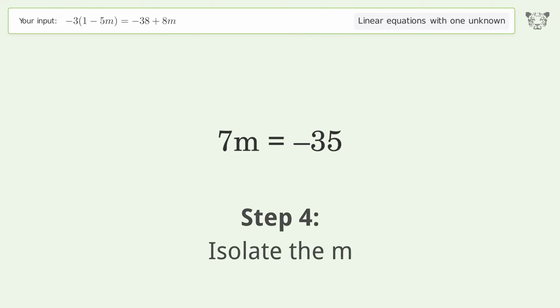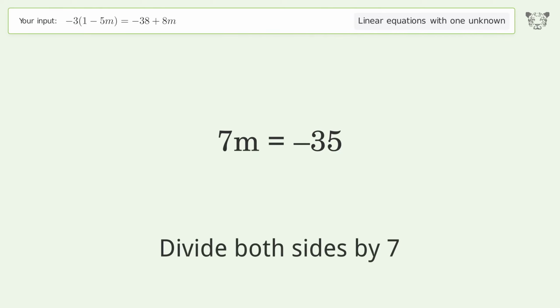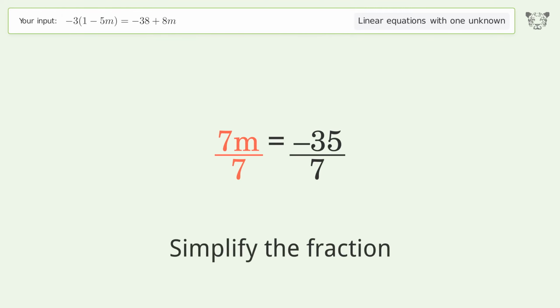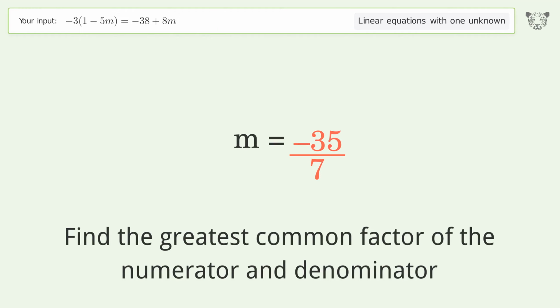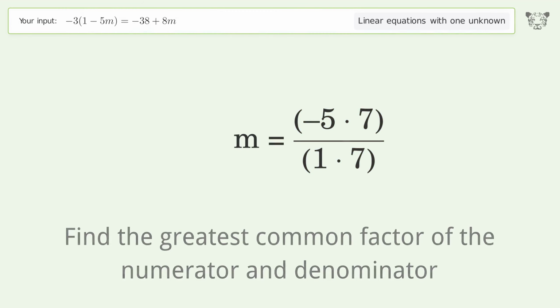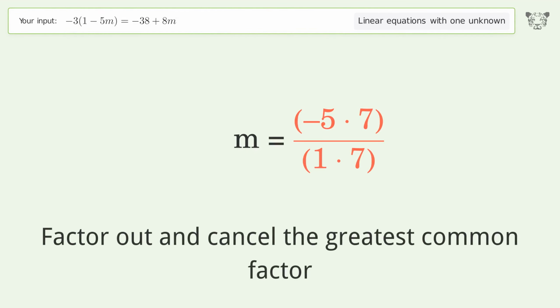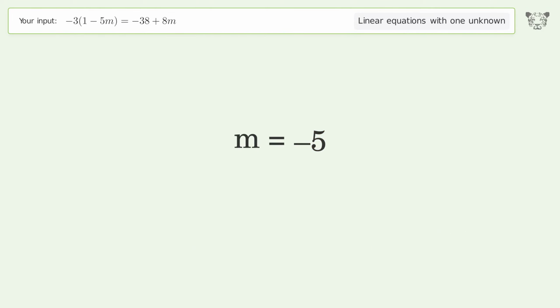Isolate the m. Divide both sides by 7. Simplify the fraction. Find the greatest common factor of the numerator and denominator. Factor out and cancel the greatest common factor. And so the final result is m equals -5.